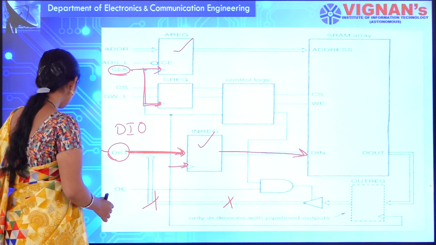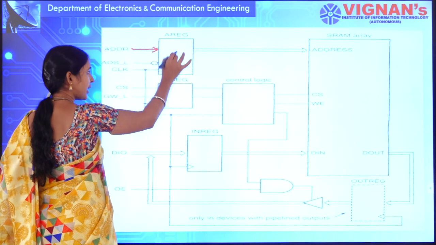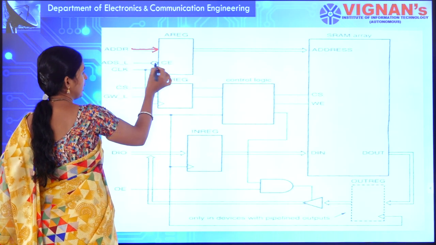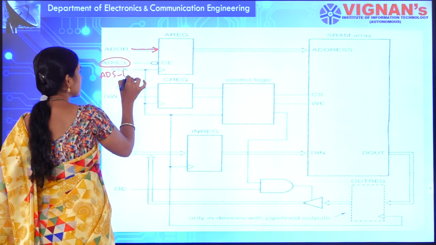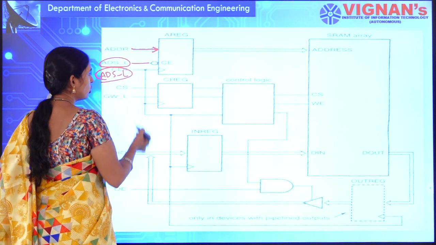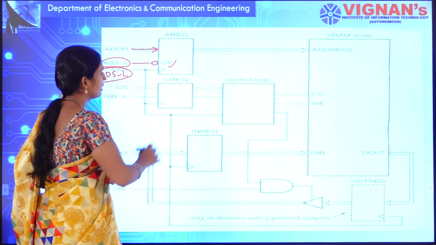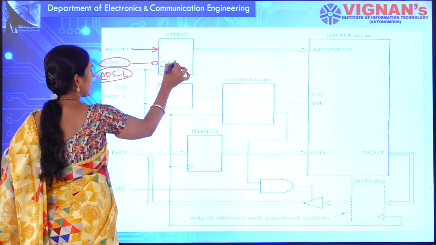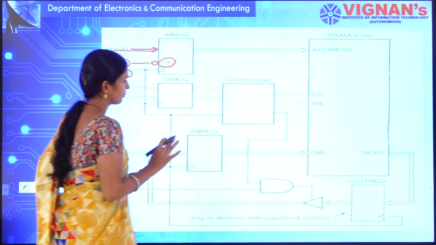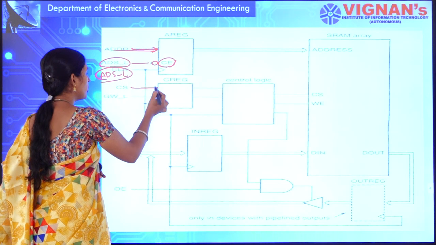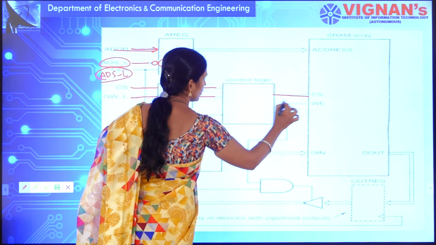See here what happens. In the address register you are providing your address and your chip is enabled. The address line should be active low. You are accessing that chip with the help of chip select, chip enable. When this chip enable is asserted, then whatever address is there will be given to the RAM. And the control input, the write enable input, will be given.